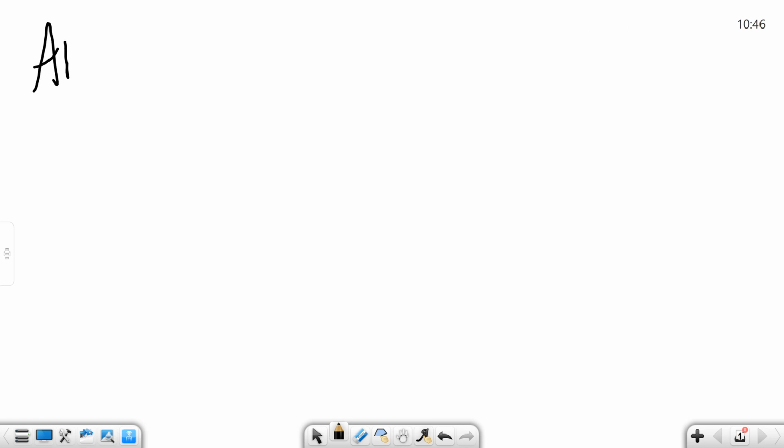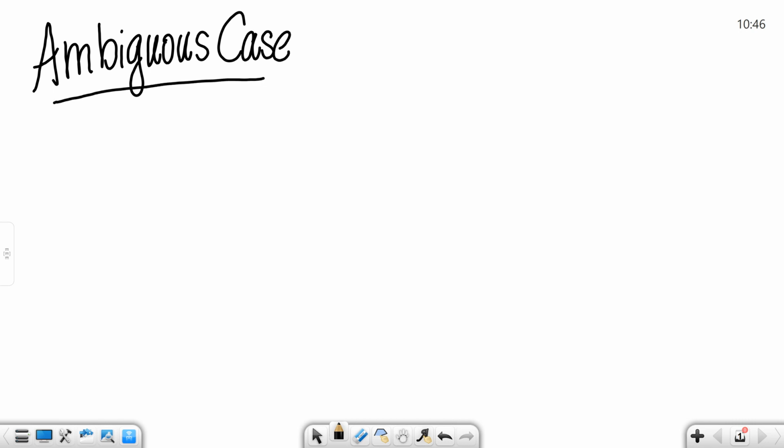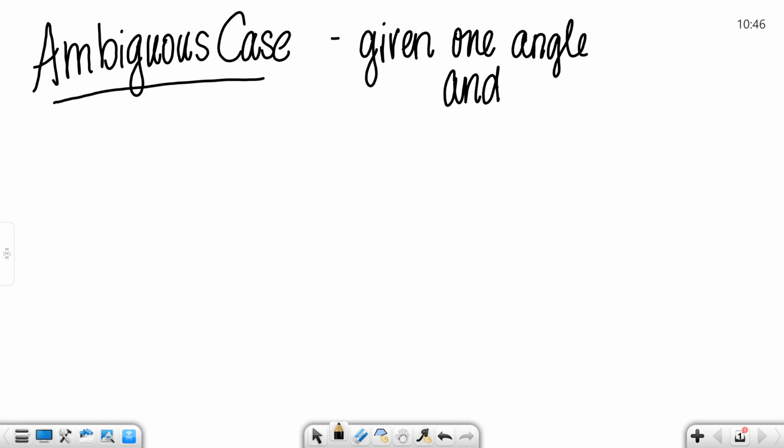All right, there is a thing called an ambiguous case. Now this one is a little bit more difficult, not a whole lot more. The ambiguous case is when you are given one angle and two sides. Okay, because there's more than one triangle that you could get for an answer, or possibly you could get none. So let's go over what our ambiguous case would be.